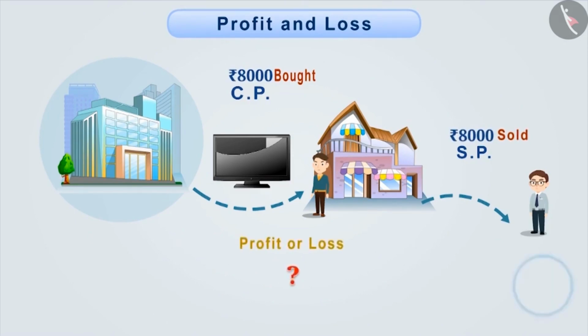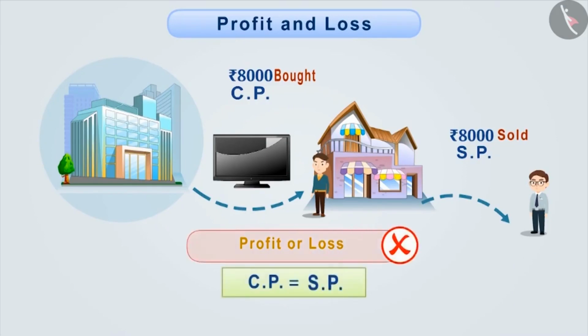Now suppose the shopkeeper sells the television purchased for Rs 8,000 at the price of 8,000 only. Then, is there a profit or a loss for him? Think for a while. Absolutely correct. Since both the cost price and the selling price are equal, there is neither a profit nor a loss.